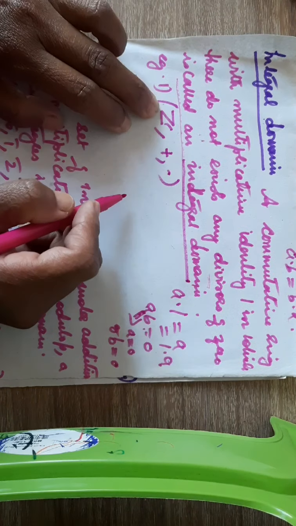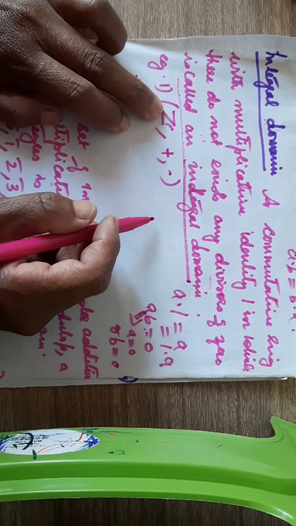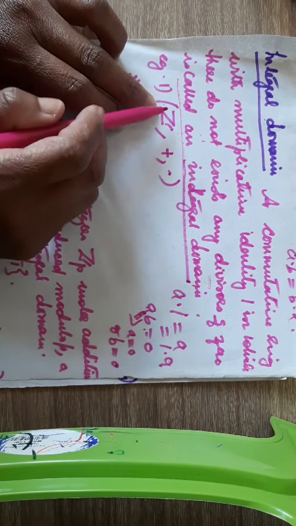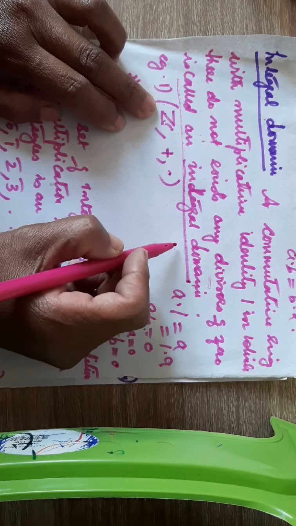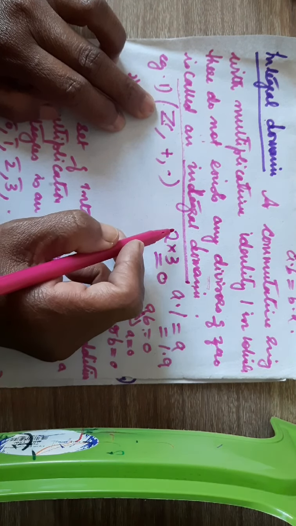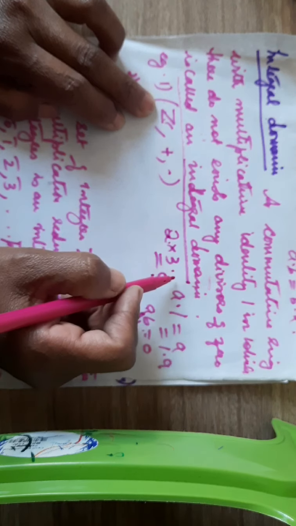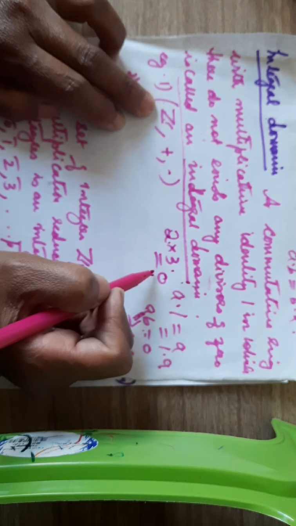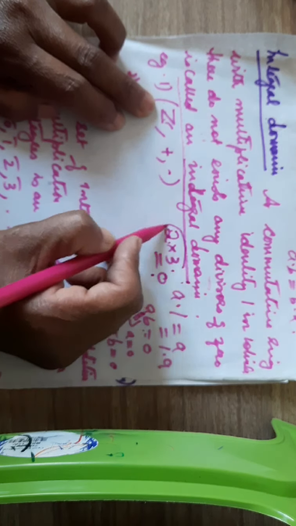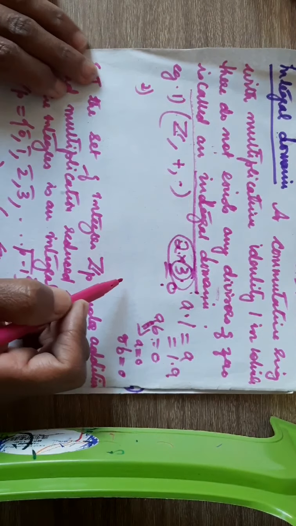The simple example of this is the ring of integers under addition and multiplication. We know that the product of two non-zero integers can never be 0. If the product is equal to 0, then at least one of the integers will be equal to 0. For example, 2 into 3 will never be equal to 0, or minus 1 into 2 is never equal to 0. Minus 2 into minus 5 also cannot be 0. The product will be equal to 0 only when one of the numbers is equal to 0 itself.